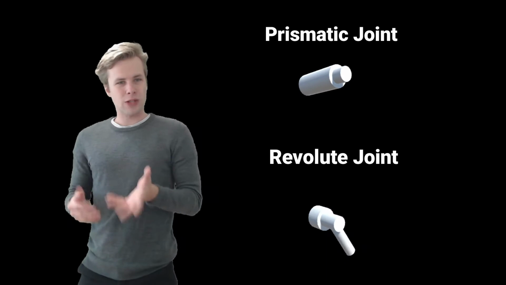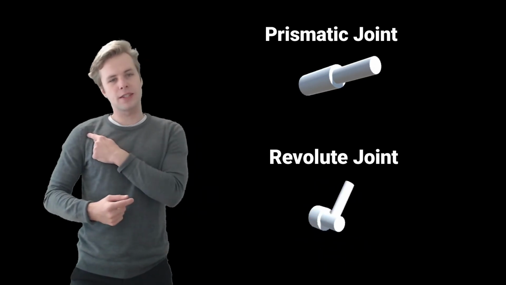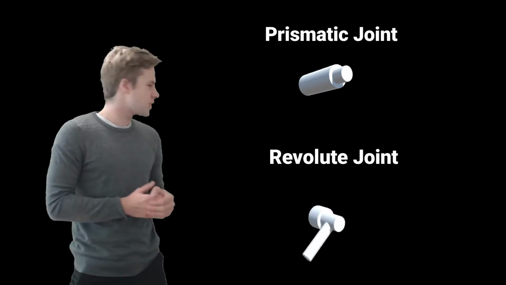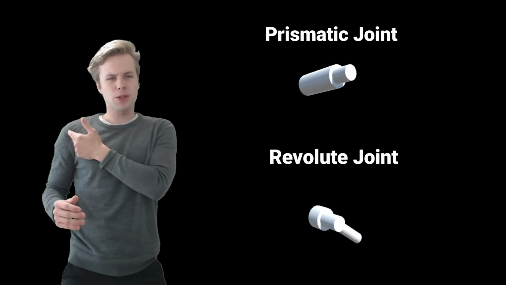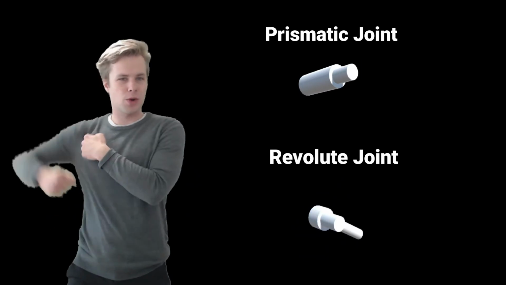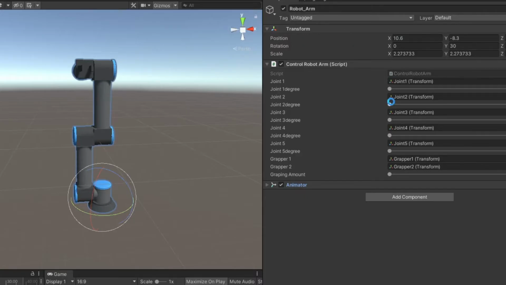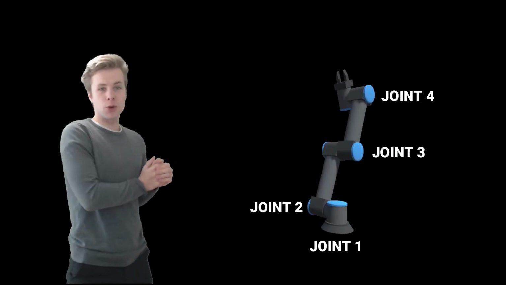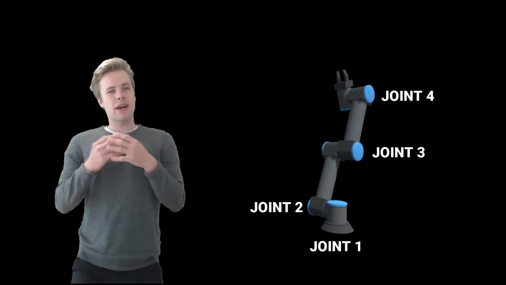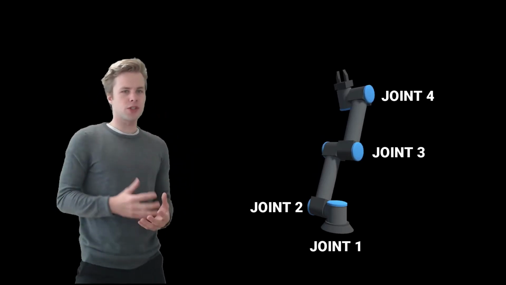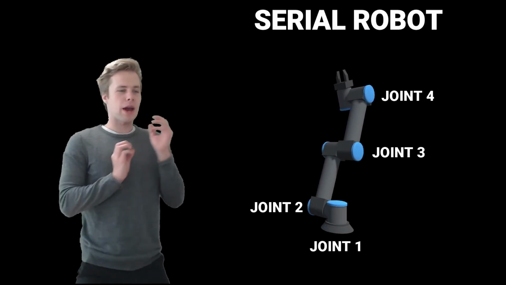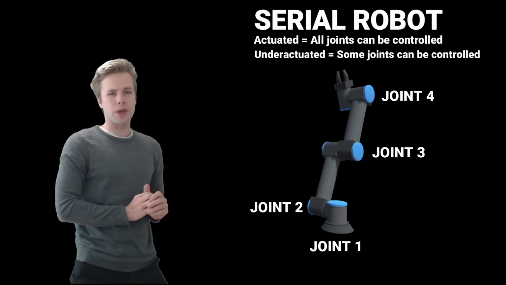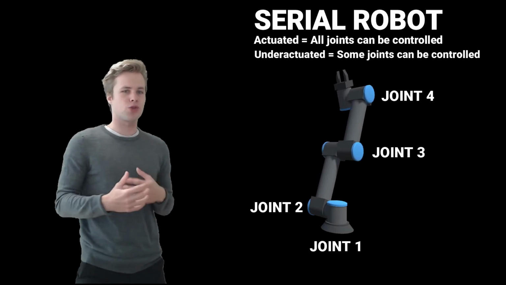There are naturally more types of joints, like for example the ball joint that exists in your shoulder as well, but most of these joints are just variations of these two. For example, the ball joint is just two revolute joints, one in one axis and one in another axis. It is through these joints that we're able to control the robot. And as you can see, this robot actually has multiple joints. And when we're able to control the robot through these joints, it's called a serial robot. A robot will be called actuated if we are able to control all of the joints, or it will be called underactuated if we're only able to control some of the joints.